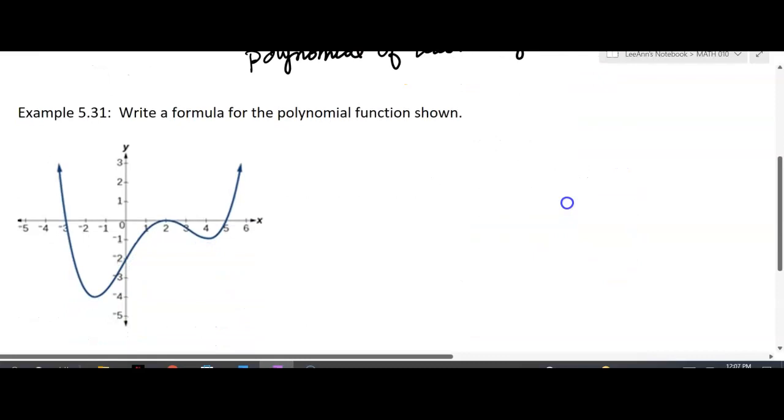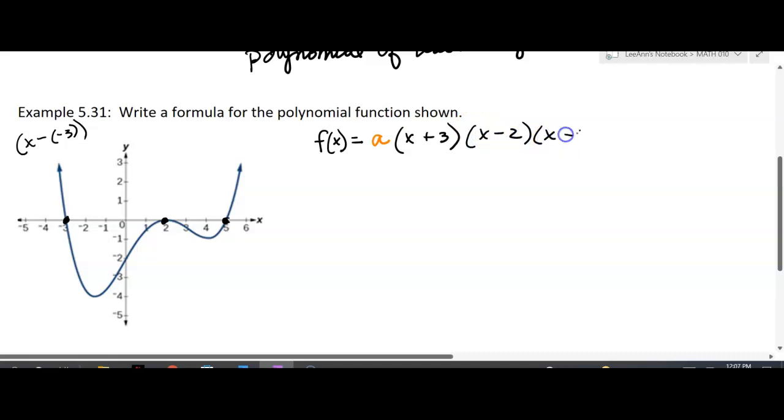Okay. So it says write a formula for the polynomial function shown. So it looks like we have an intercept right here at -3, and one at 2, and one at 5. So then we know factors. F of x equals, now I'm going to put in that a, because we didn't talk about that much, but we will in this example. So I'm going to have x plus 3 as a factor. Now you might be saying, well, how are you getting x plus 3? Remember, it's going to be x minus whatever the intercept is. So that's going to be x plus 3. And then we're going to have x minus 2, and x minus 5.